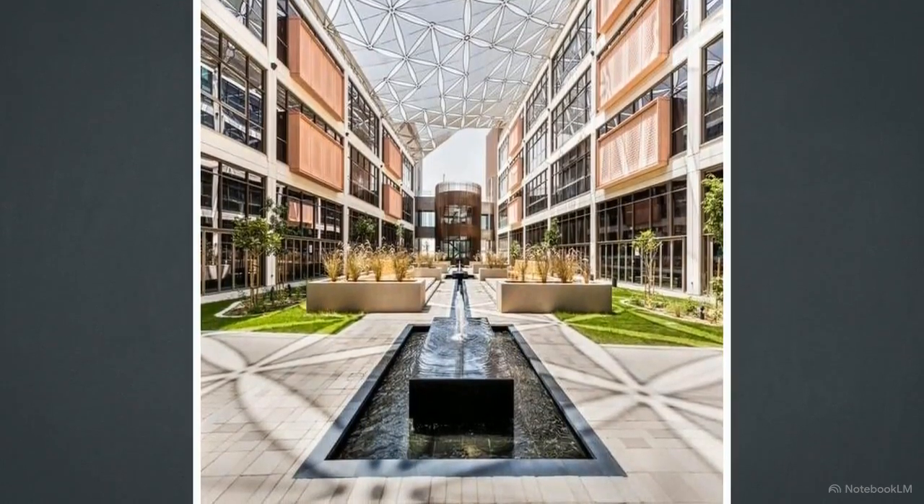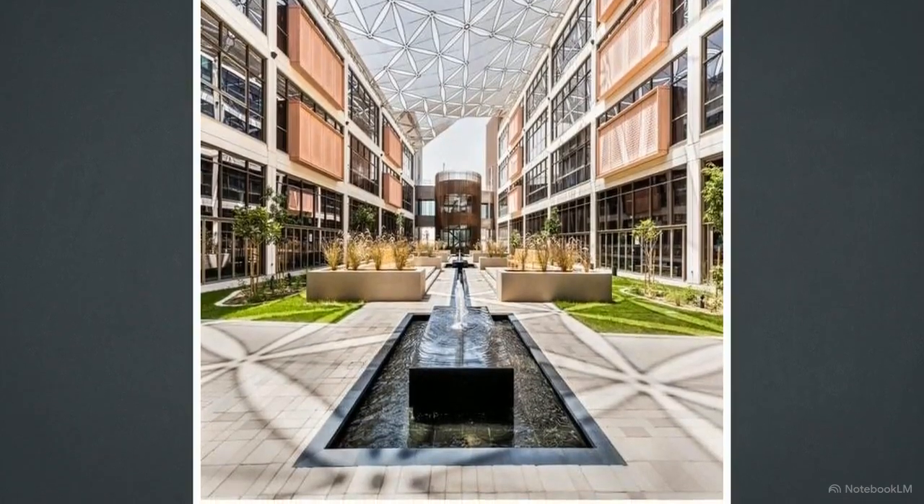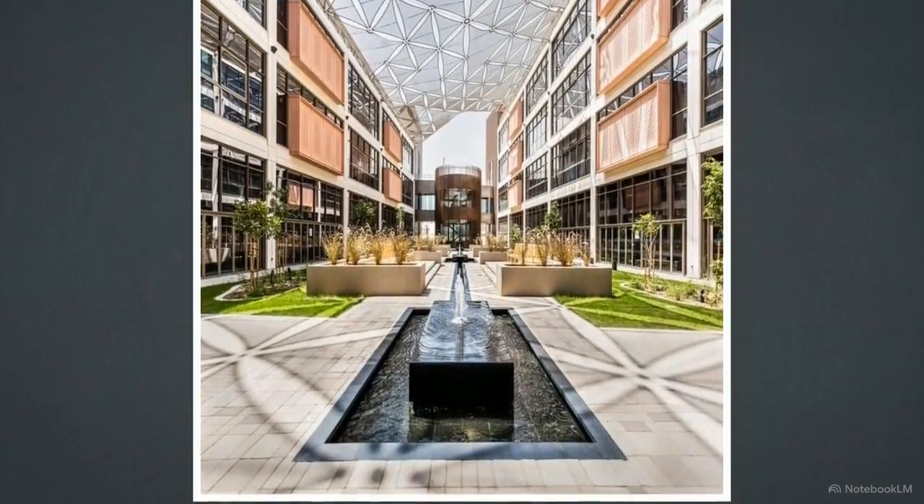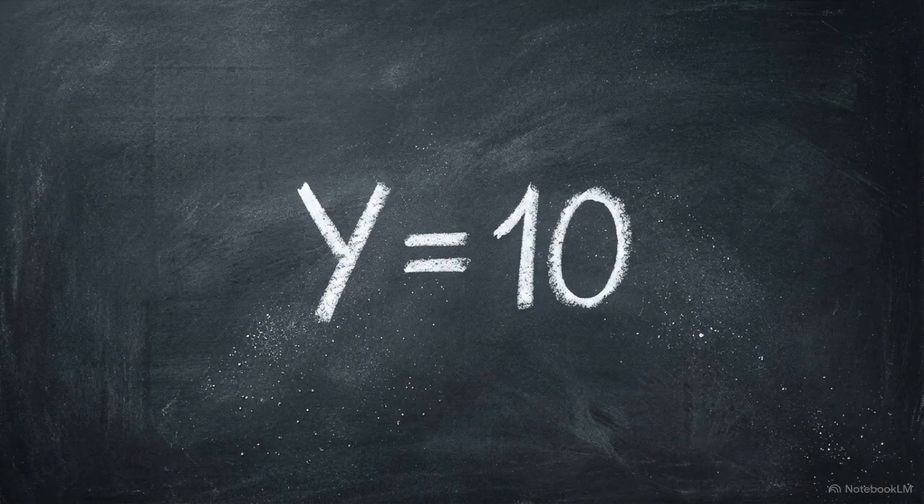The rule also governs negative exponents. Y equals x to the negative 4 resolves to negative 4x to the negative 5. This rule transforms a power function into a formula capable of calculating exact slopes at any coordinate. This leaves an obvious gap.